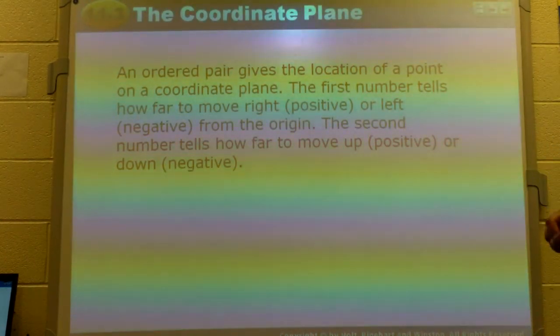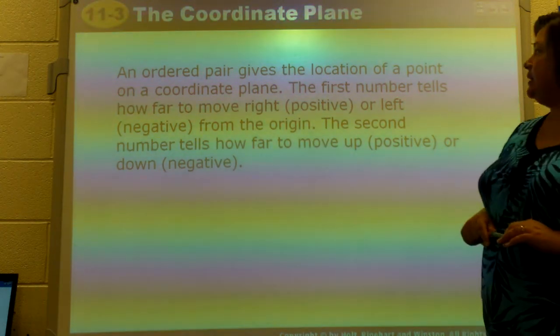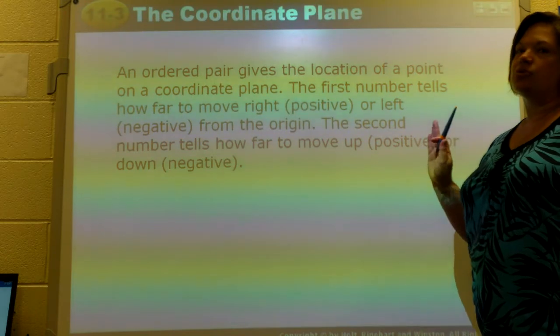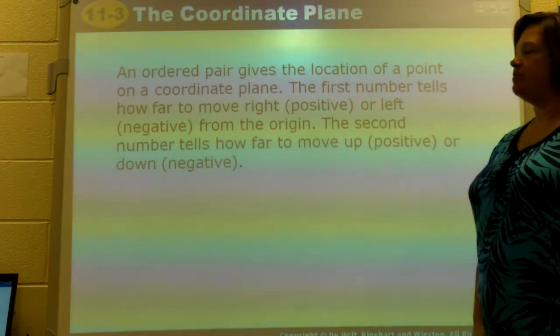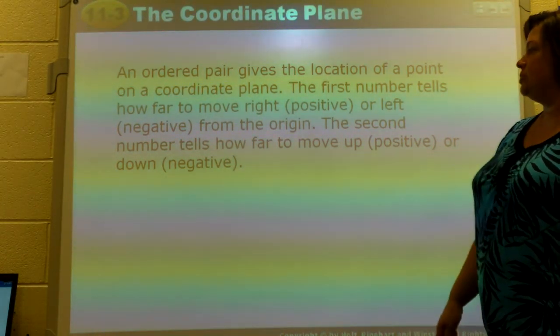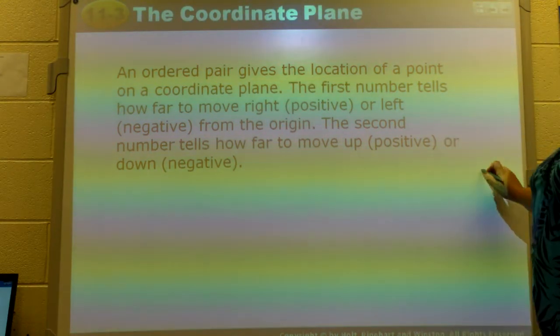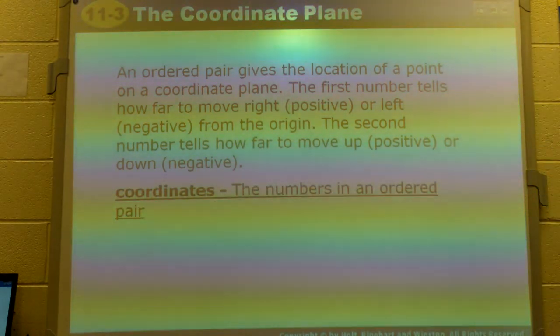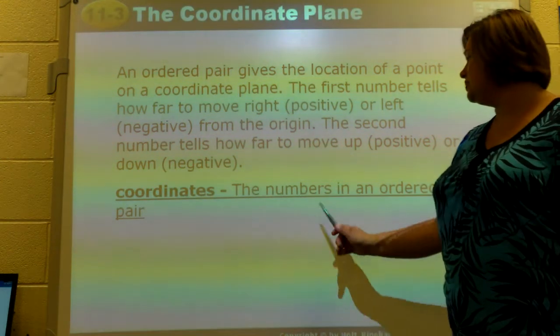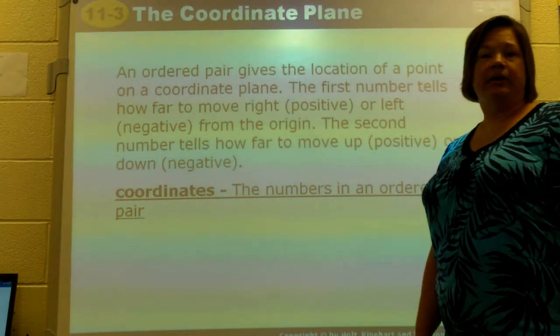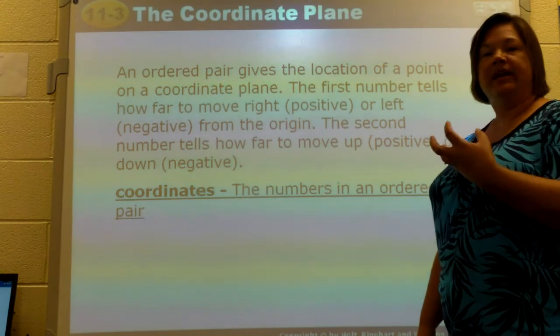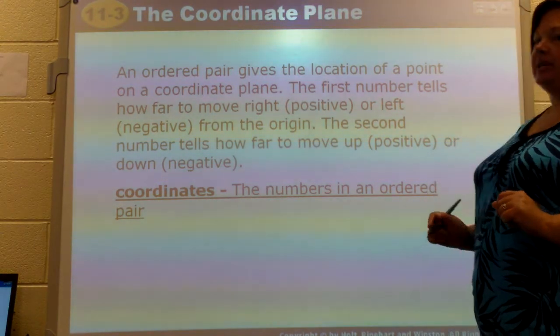An ordered pair gives the location of a point on the coordinate plane. The first number tells you how far to move right, which are positive numbers, or left, which are your negative numbers. And the second number tells you how far to move up, which are your positive numbers, and down are your negative numbers. So your coordinates are considered the numbers in the ordered pair. You're always going to have 2 of them. Your x comes first, your y comes second.